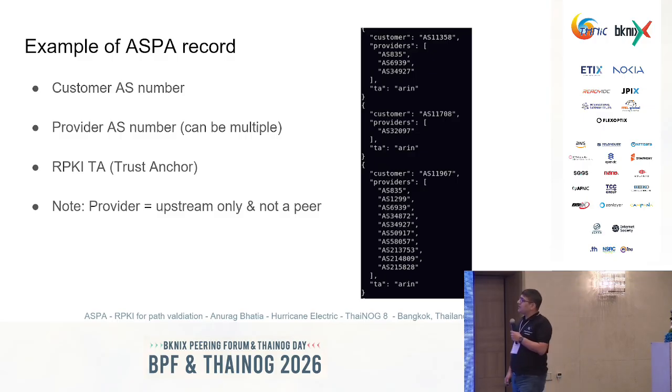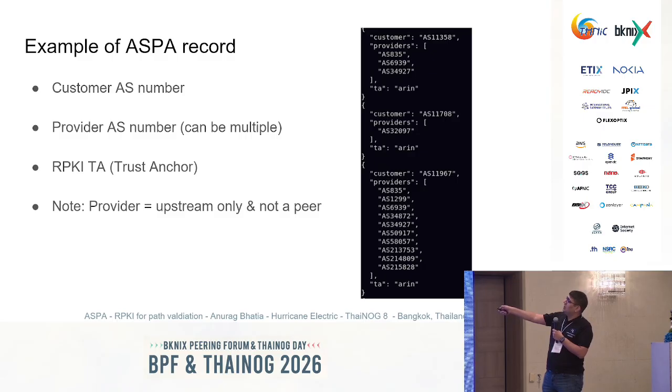Here's an example of an ASPA record, how ASPA works. Essentially you have the customer AS number, which is your own AS number. In this example, you see a customer as AS11358. They have created this record. They would state their providers.